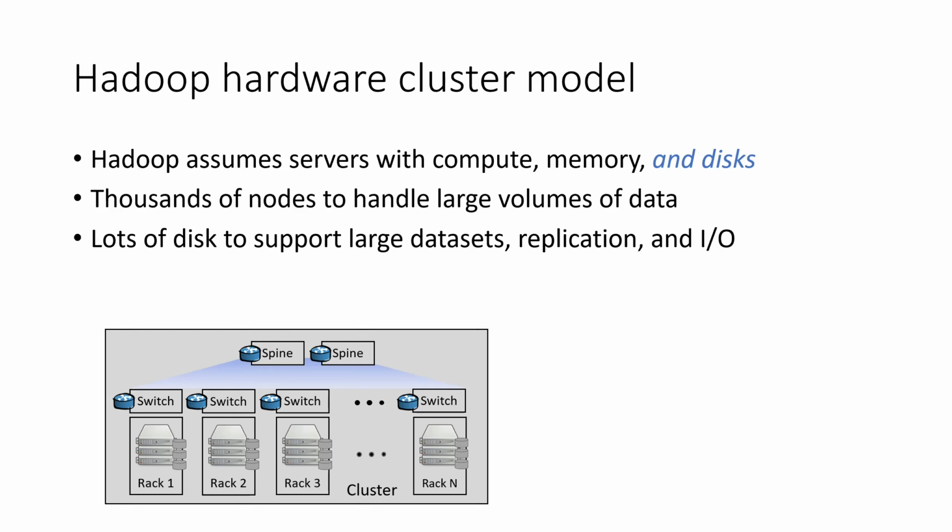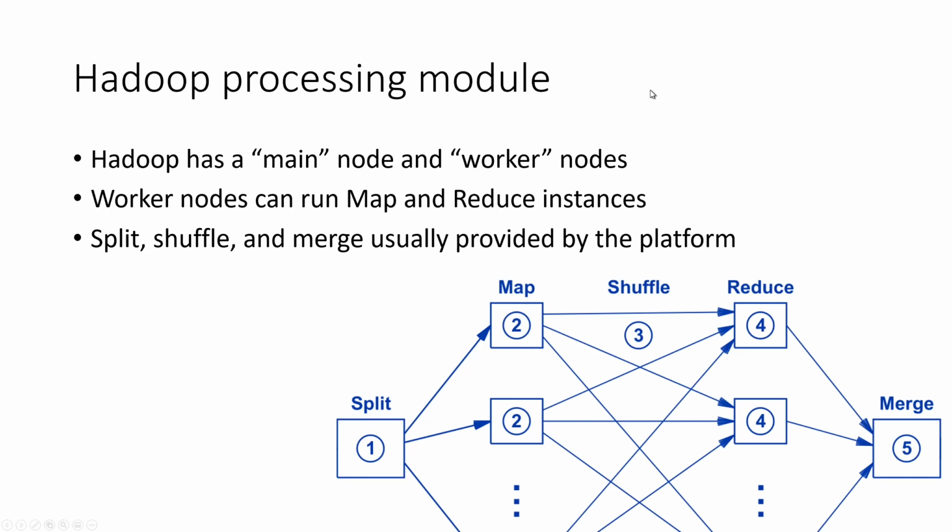It also assumes that there are lots of disks to store these large datasets, to support replication and speed up input and output. A Hadoop deployment has a main node and worker nodes. In our cluster, the main node is the node that we SSH into, and the other three machines that we don't access directly are the worker nodes, and they run the MapReduce jobs that we submit.